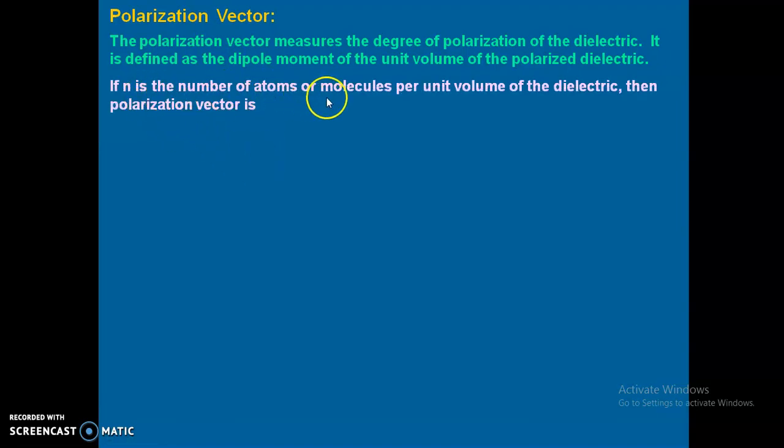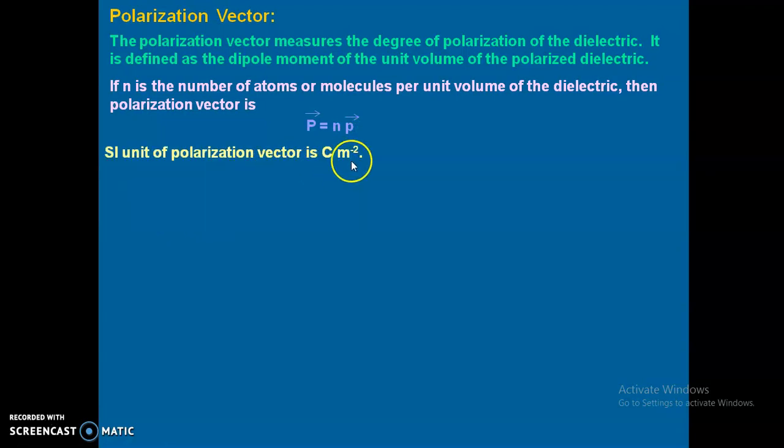If small n is the number of atoms or molecules per unit volume, then the polarization vector, vector P, capital P, is equal to n times vector p, small p. So this is the dipole moment and this is the number of atoms or molecules per unit volume. So this is the mathematical expression for the polarization vector. The polarization vector is represented by capital P and the dipole moment obviously is small p. We have already represented it.